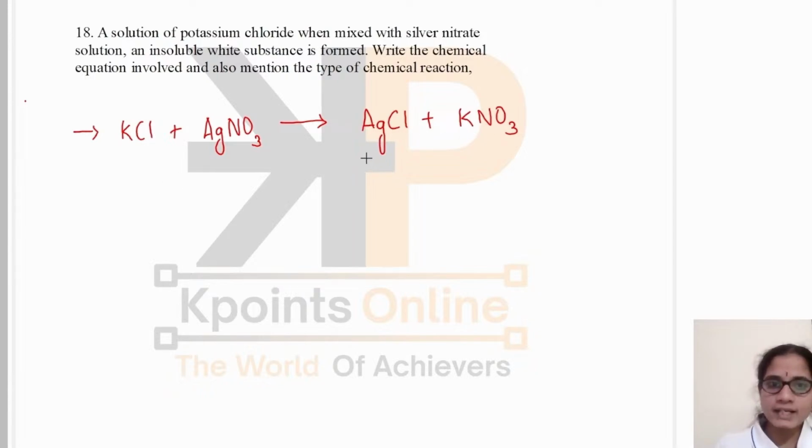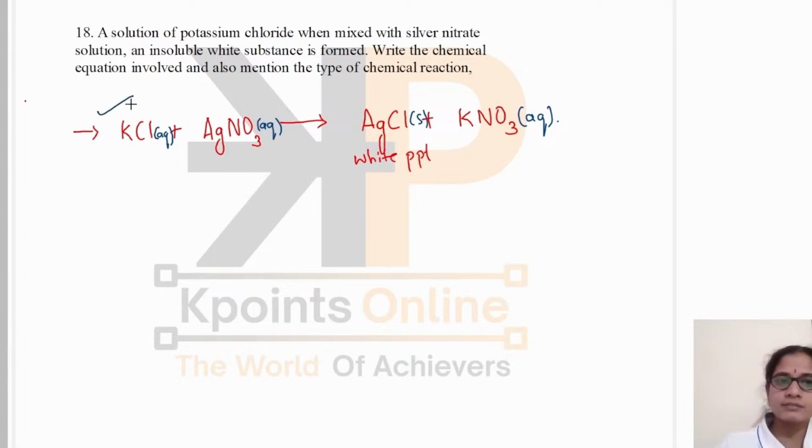Here silver chloride is a white precipitate formed when potassium chloride and silver nitrate react together. A white PPT, that is silver chloride, and potassium nitrate are formed here. It is solid. Okay, the question is to write the chemical equation involved, which we have written, and also mention the type of chemical reaction.